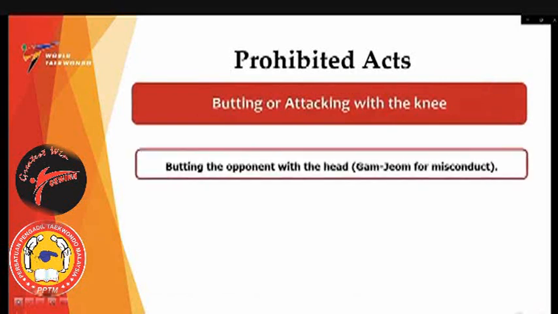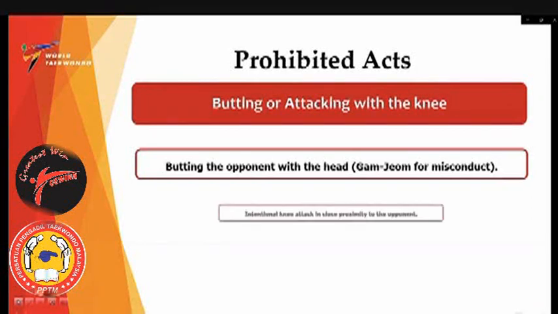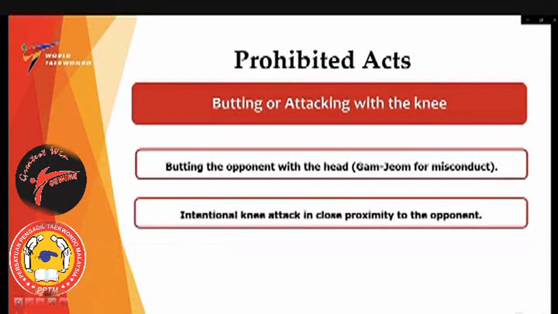Butting or attacking with the knee. Butting the opponent with the head is a gamjan for misconduct. Intentional knee attack in close proximity to the opponent. So when they're close or maybe coming into the clinch position and attacking with the knee, this is a gamjan.